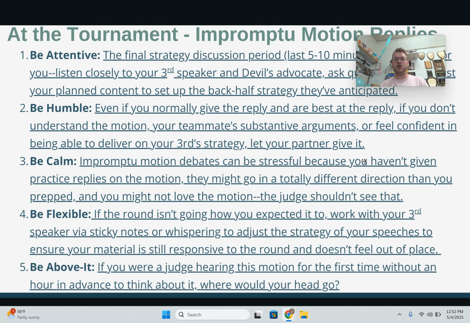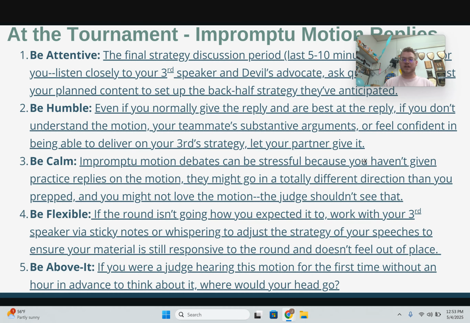Impromptu motion debates and prep can be stressful because you didn't get to give a practice reply, but you did get to give a practice first speech maybe. Or on a prepared motion, you can give practice speeches before the tournament or in practice debates, but not in an impromptu round. The round might go in a completely different direction than you anticipated, and you might not really love the topic, but the judge should not see any of those things on your face or hear it in your voice or look for it in your content.